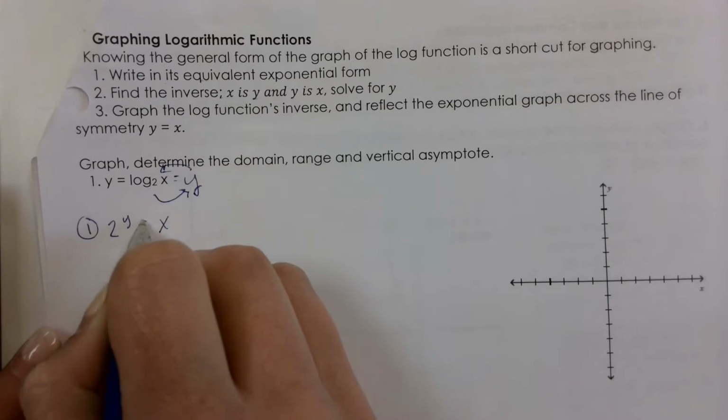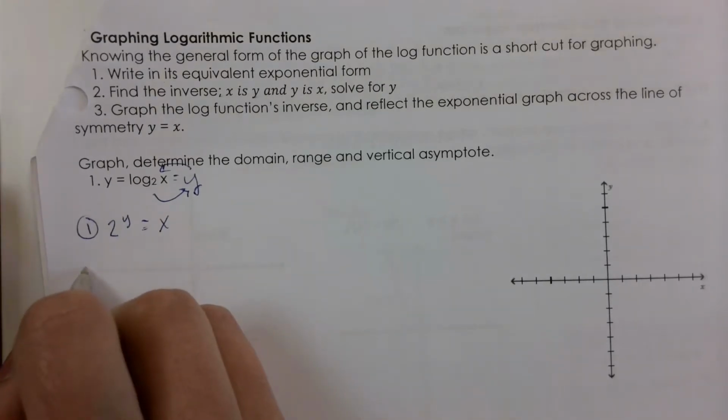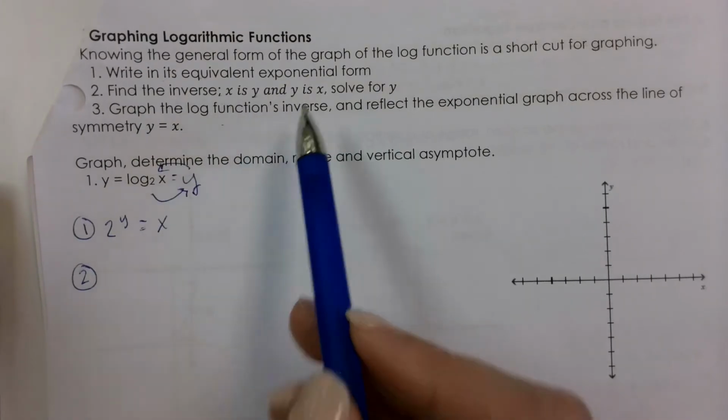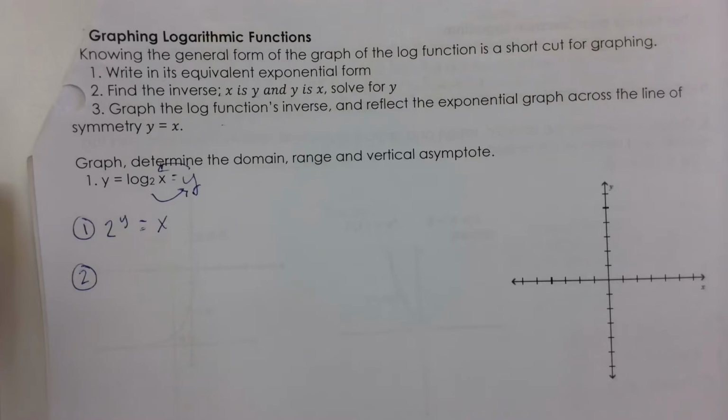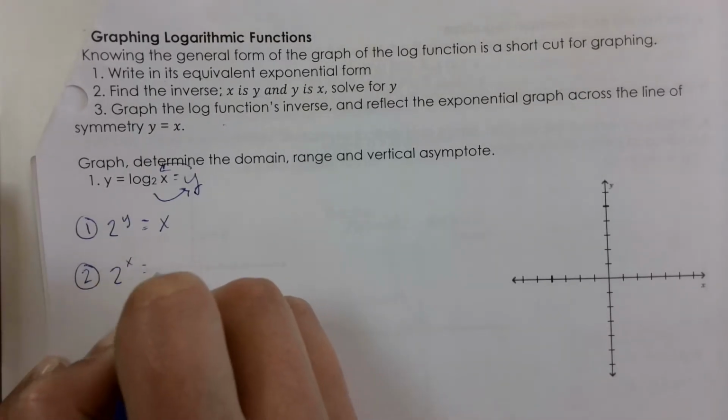So first thing we need to do is rewrite this in exponential form. So that's what step 1 is up here. Write it in its equivalent exponential form. So how would we do that? I'm going to move it, it says equal y over here, because we've been going around the world this way. So we would say what? 2 to the what? 2 to the y equals x. Is that okay? So we write that in exponential form. We good with that? Yes, no, maybe?